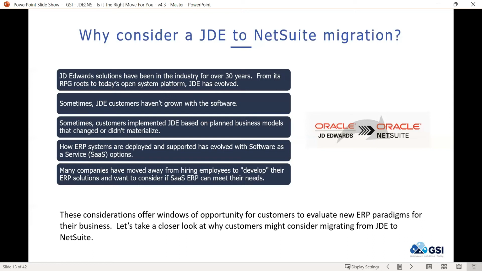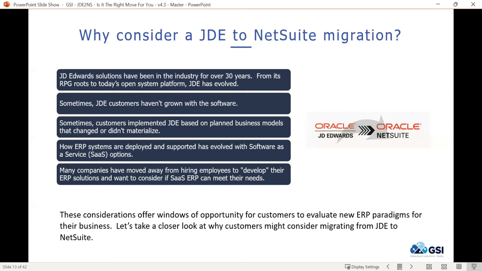So maybe they planned JD Edwards as a robust, dynamic environment that they would grow with, only to find out that something changed in the business. Could have been a complete directional change, or it could have been something that impacted their growth. Sometimes customers that implemented JD Edwards based on business plans and business models found out that those didn't materialize. Now they've got a large investment in a software platform that is not driving the value for its cost that they had expected.